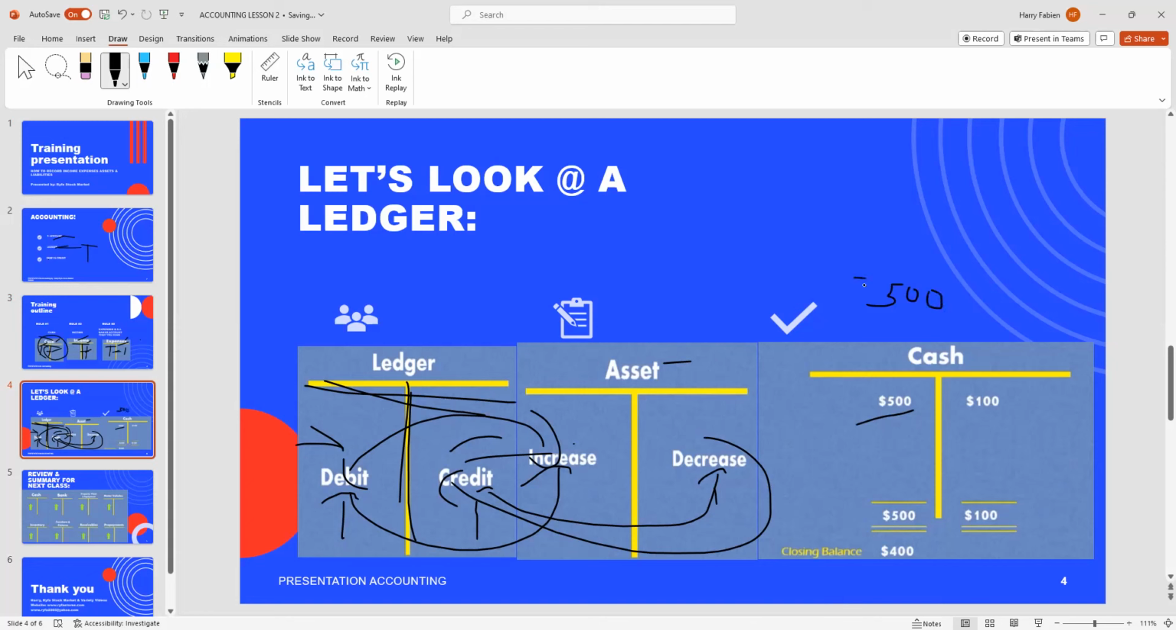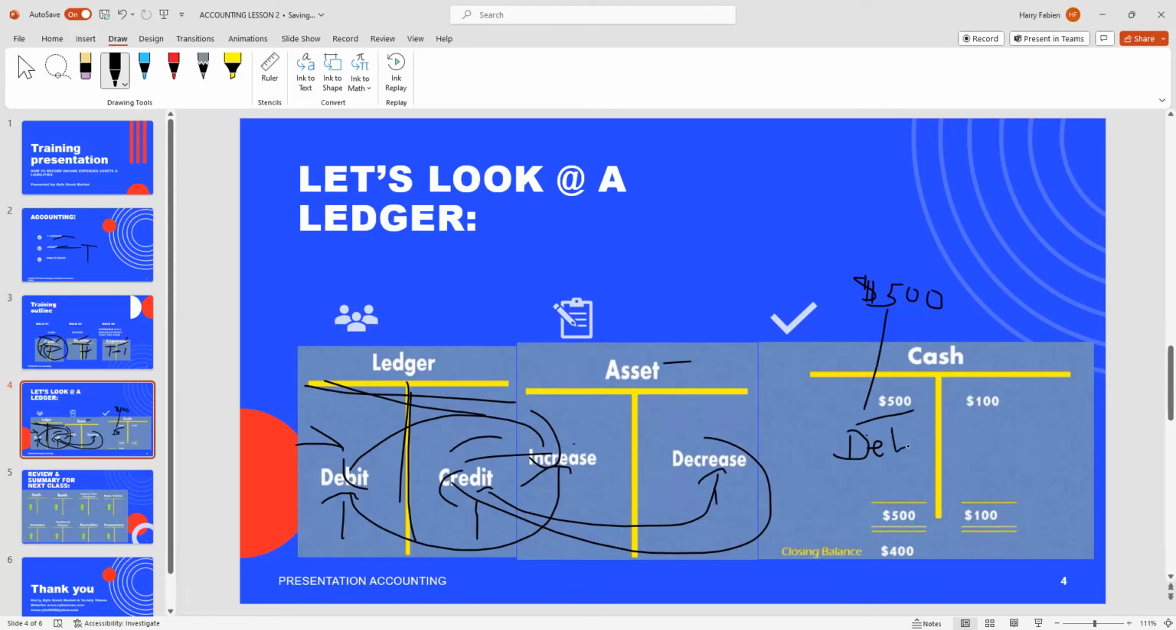You have an asset for $500. Someone gives you $500, or you sold something for $500, or you got a loan from a bank. That $500 will be recorded in what you call debit. You put that in the debit side.